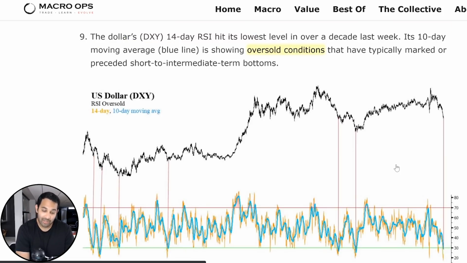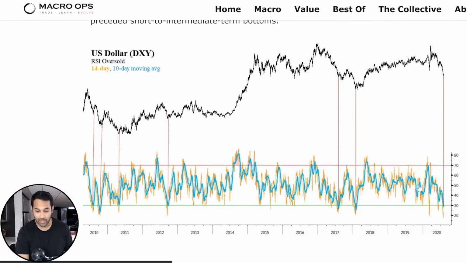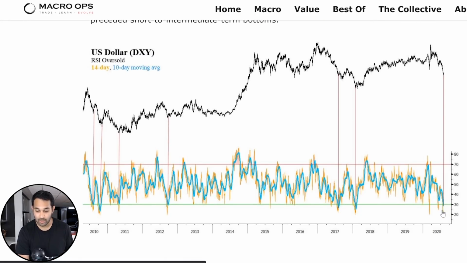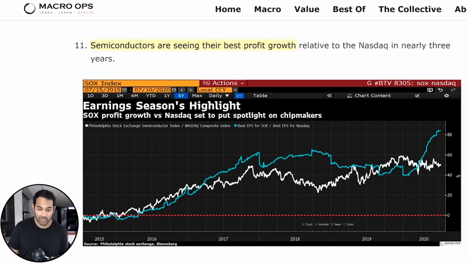If any of you trade currencies, it's looking like the dollar has hit oversold conditions. So we might get a bounce in the short to intermediate term. And we could tell that by the RSI right here. See how low it is. And you can see right here that semiconductors are seeing their best profit growth relative to the NASDAQ in nearly 3 years. You can see it's a blue line just taking off. And semiconductors kind of lead where the market is going. So this is another bullish sign.